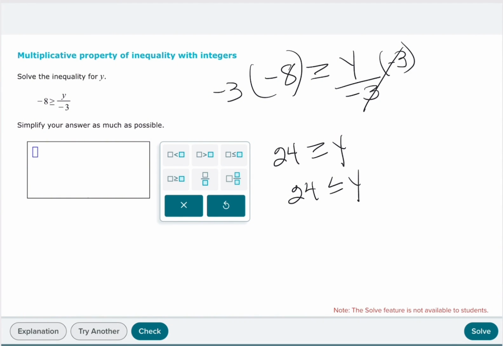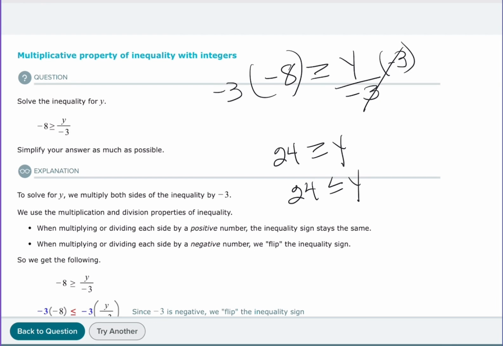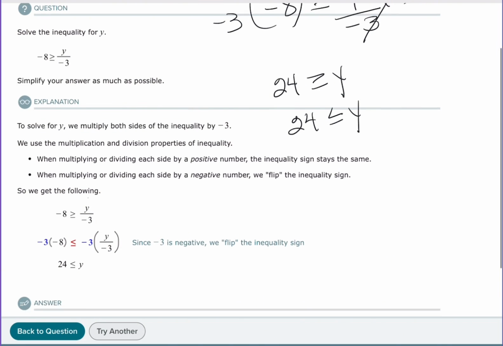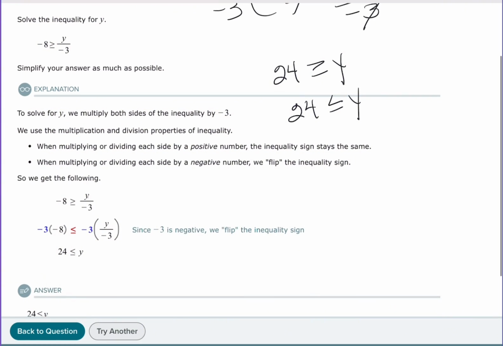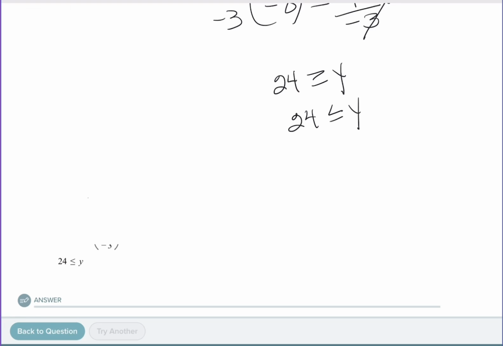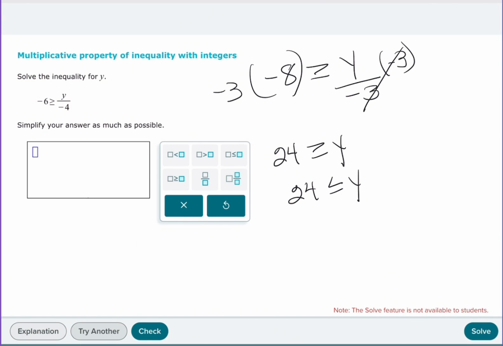And before I move on, I'm going to click on the explanation. Okay, so it says, when multiplying or dividing each side by a positive number, the inequality sign stays the same. When multiplying or dividing each side by a negative number, we flip the inequality sign. Okay, so just be careful about that. And your explanations are usually in really nice color.